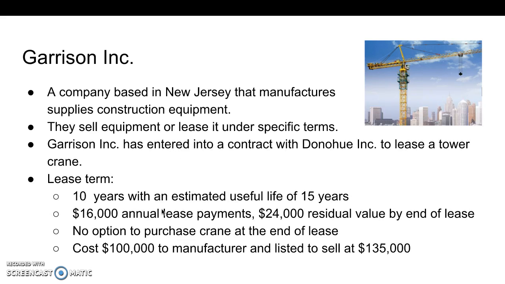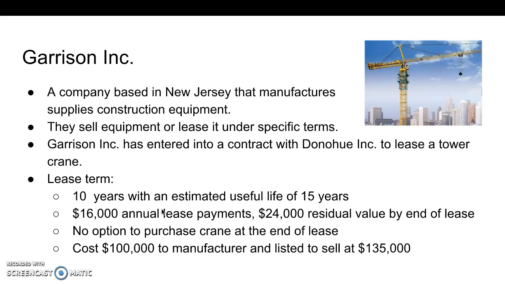We will be talking about Garrison Incorporated. Let's begin with some background information on Garrison Inc. Garrison Inc. is a New Jersey-based manufacturer of construction equipment. A client is able to buy their equipment or lease it.